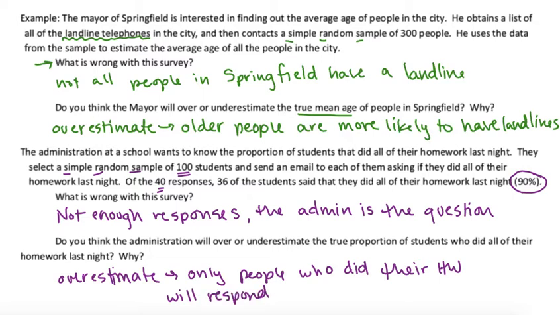All right, so our goal today was to be able to identify good and bad ways to sample, to create a scenario representing those, and to identify what's wrong in a survey. So our practice tonight will be over that idea. If you have any questions, give me an email. Thank you.